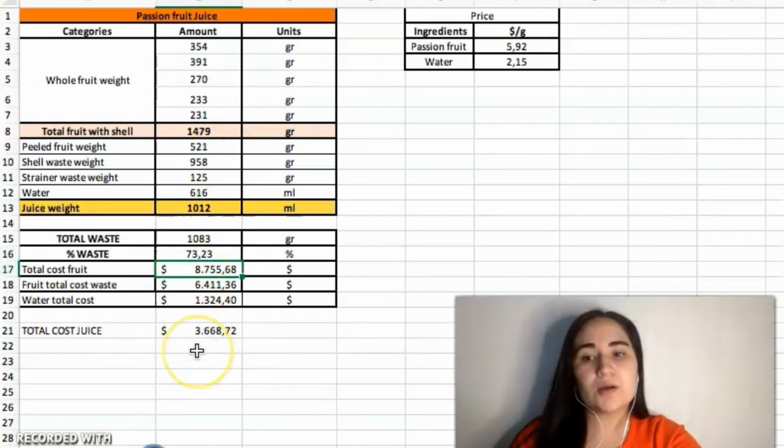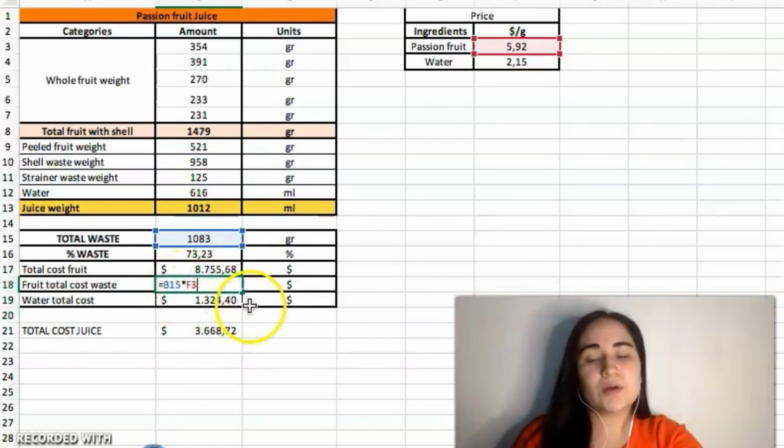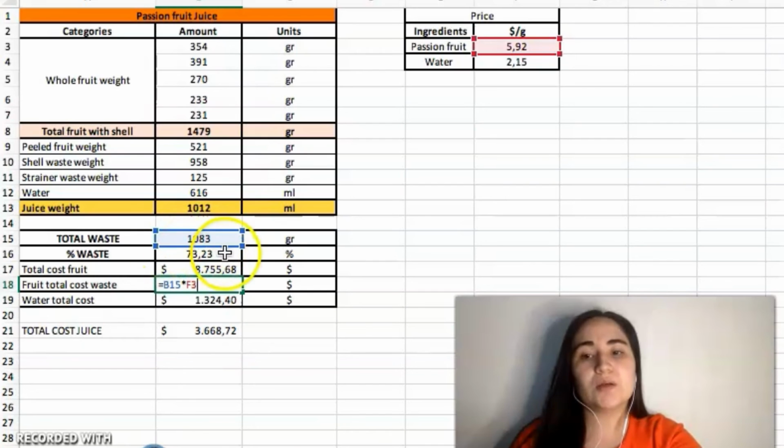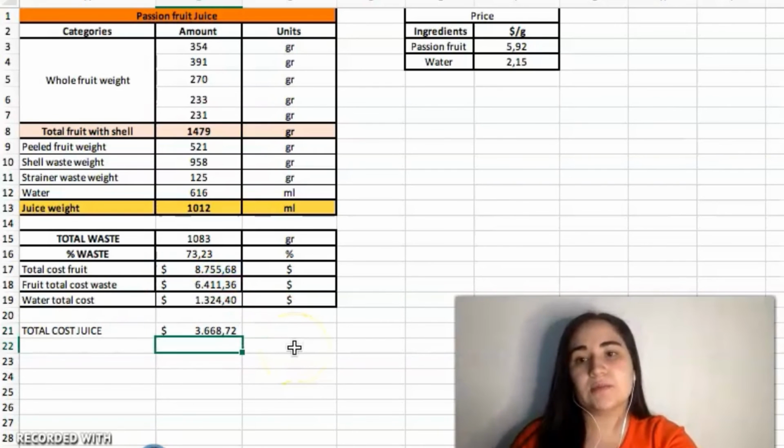And here to calculate the cost of the fruit, you basically have this table in mind, that is the price per gram of the passion fruit and the water, and we only have to multiply the amount that we used of fruit by this price per gram, and here it's the same thing with the water. And here to calculate the total cost of the waste is basically the total waste multiplied by the price per gram of the passion fruit, and here we obtain the total cost of use, that is basically the cost of the fruit plus the cost of the water minus the total cost of the waste.